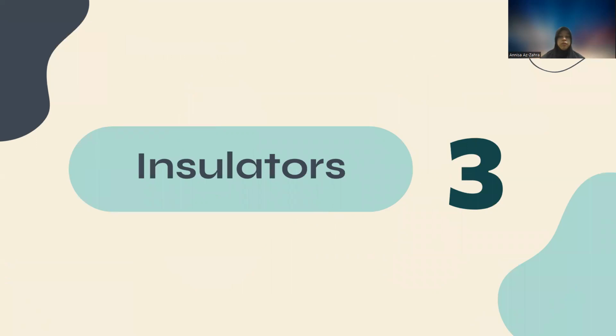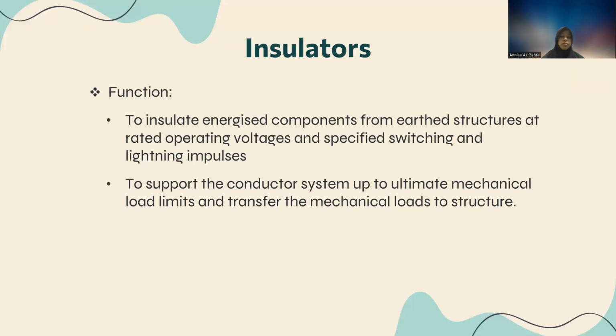The third component of transmission system are insulators. So the functions of insulators are to insulate energized components from earthed structures at rated operating voltage and specified switching and lightning impulses, and to support the conductor system up to ultimate mechanical load limits and transfer the mechanical loads to structures.